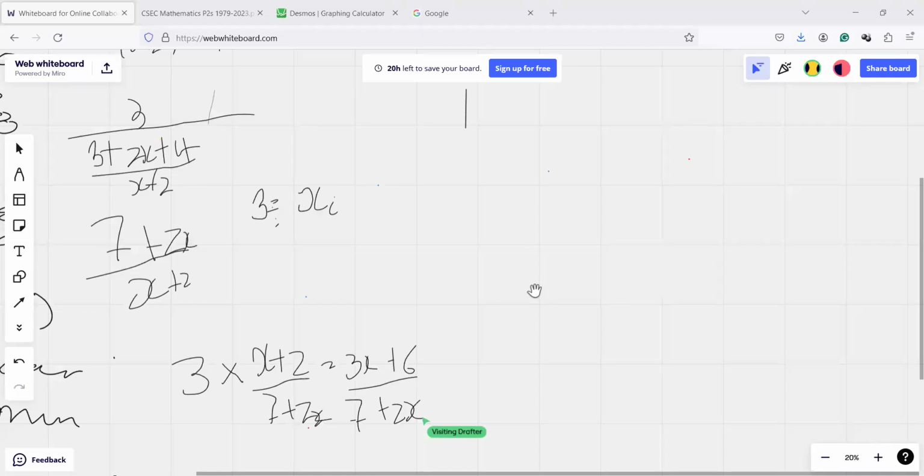So we still haven't answered the question because the question asks us f of 0. So we now need to plug 0 into this function anywhere x is to get our final answer. So 3 times 0, that's 0 plus 6. We end up with 6 as our numerator. And 2 times 0 is 0. And then we have 7. So our final answer is 6 over 7.